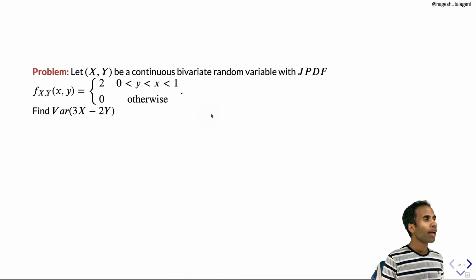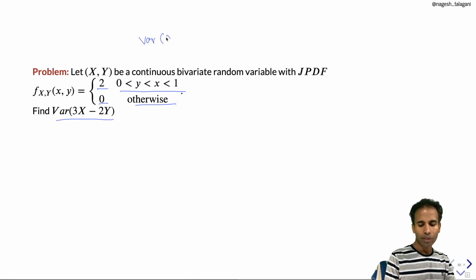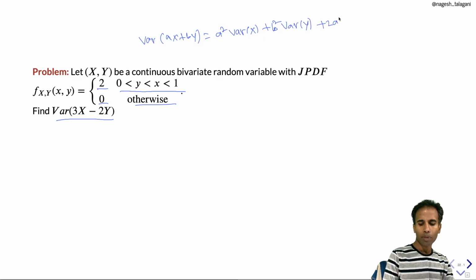Next problem. Let XY be a continuous bivariate random variable with joint PDF f of xy equal to 2 for 0 less than y less than x less than 1, 0 otherwise. Find the variance of 3x minus 2y. How do you find variance of say ax plus by? We have a formula for that. That's going to be a square variance of x plus b square variance of y plus 2ab times covariance of xy.